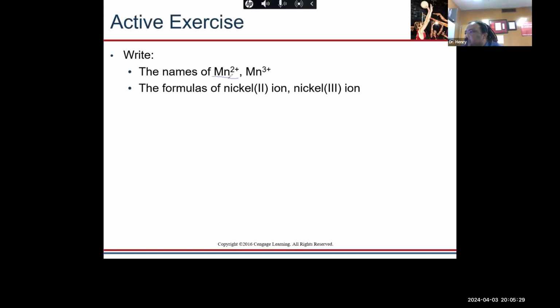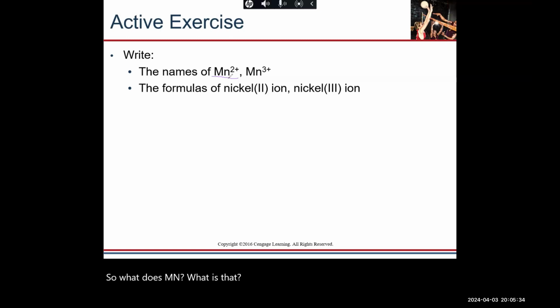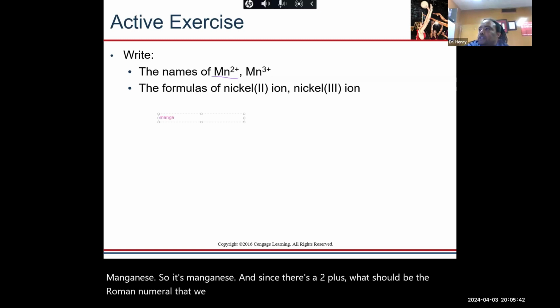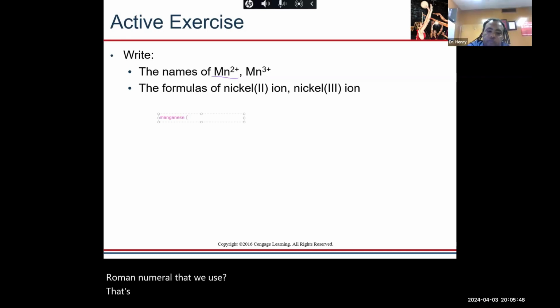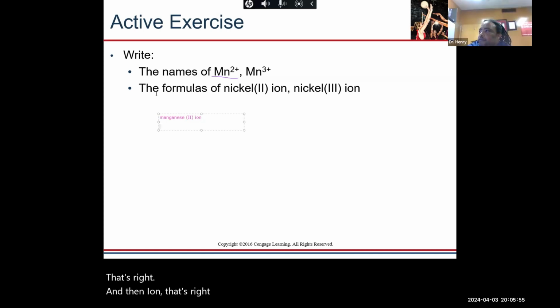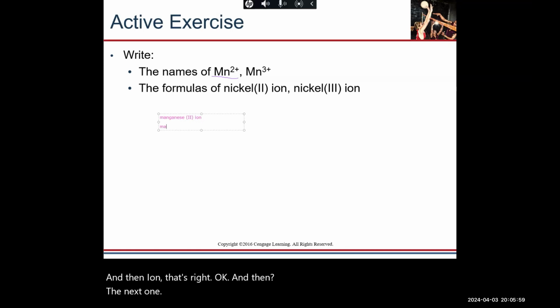So what is Mn? What is that? Manganese. So it's manganese. And since there's a 2 plus, what should be the Roman numeral that we use? The 2. That's right. And then ion. And then ion, yeah. That's right. Okay. And then the next one, manganese 3 ion.